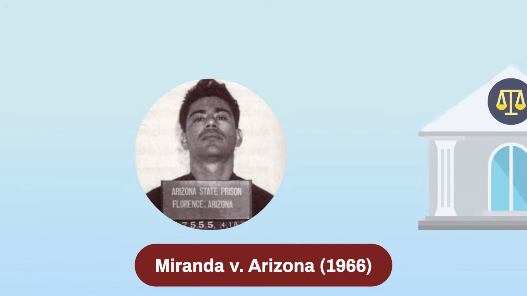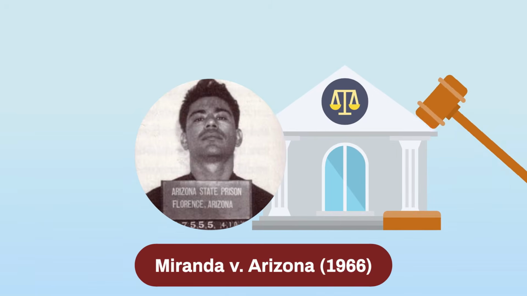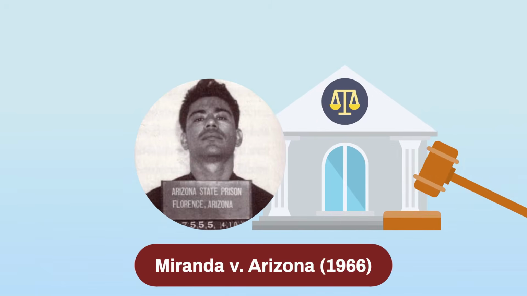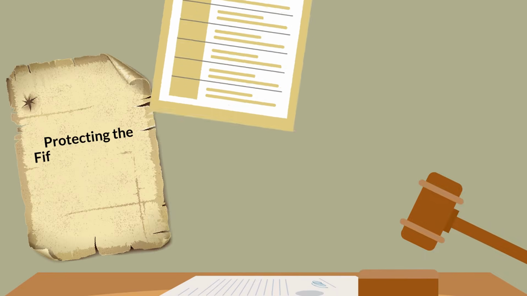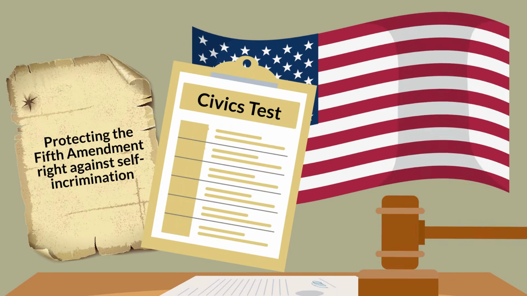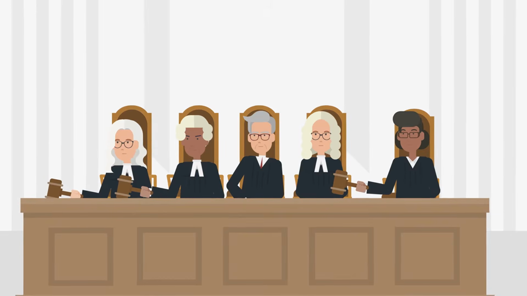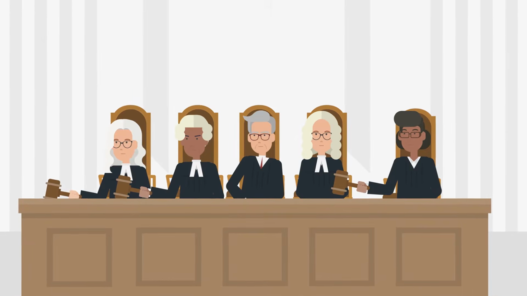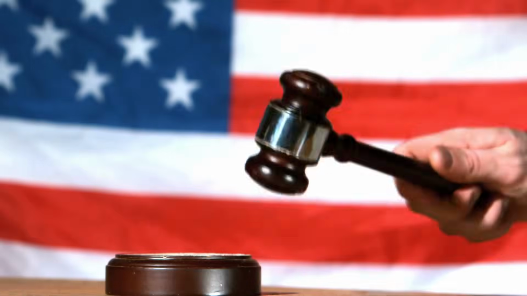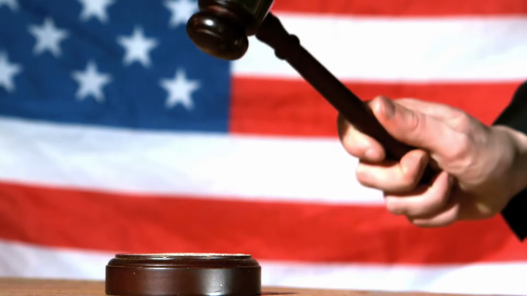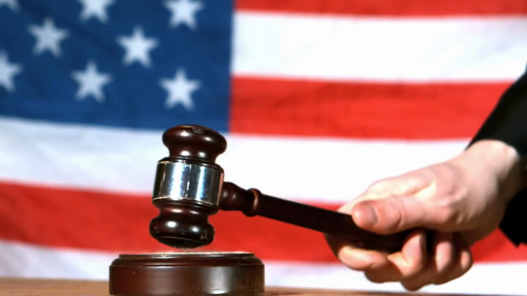Miranda v. Arizona, 1966. This case gave us the Miranda warning. The court ruled that police must inform suspects of their rights before questioning, protecting the Fifth Amendment right against self-incrimination. Mapp v. Ohio, 1961. Illegally obtained evidence can't be used in court. This case applied the exclusionary rule to the states, reinforcing the Fourth Amendment's protections.